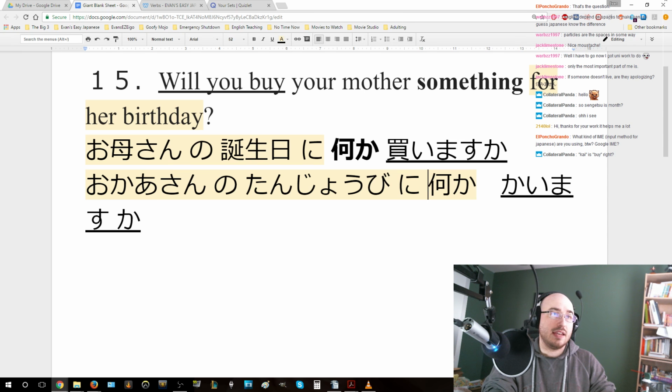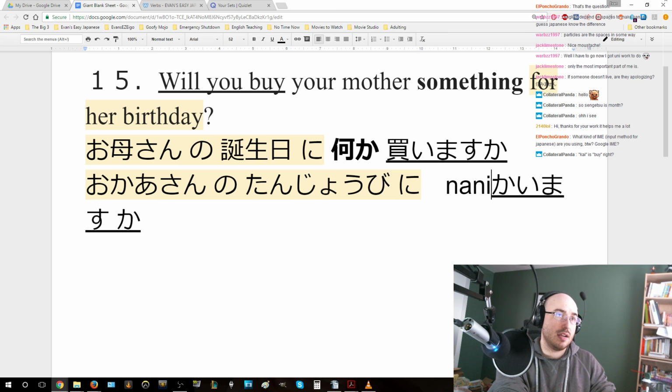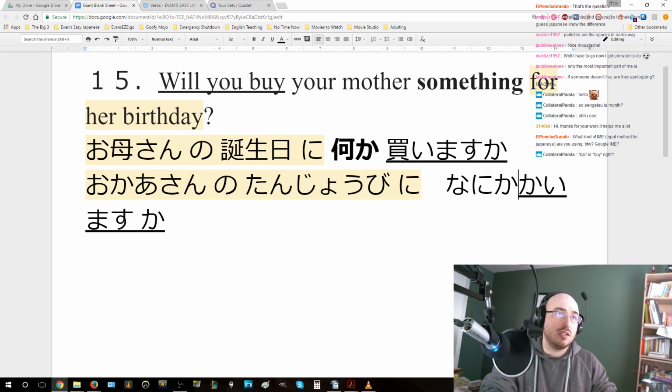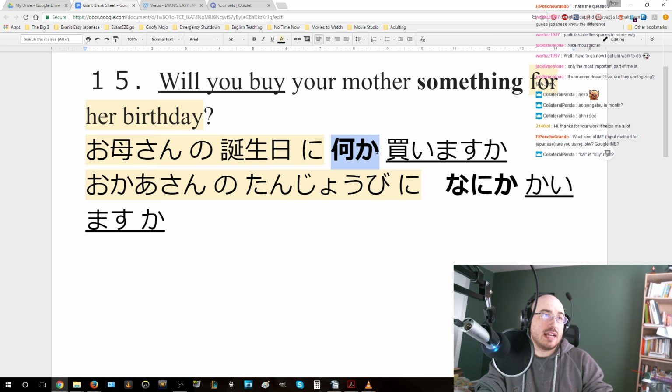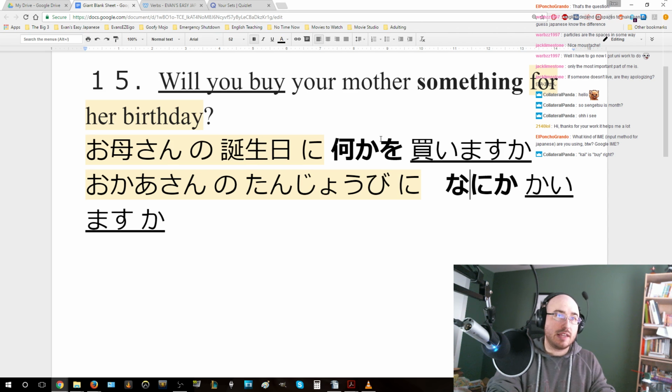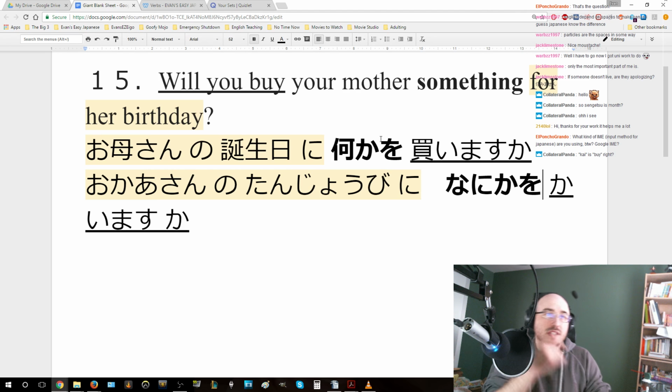Nanika. And I just add the kanji there. Oops, and I don't want that color there, actually. So maybe I should do it nanika. Japanese nanika. Alright, so there we go. So, okasan no tanjobi ni, for your mother's birthday. Nanika, something. Kaimasu ka? Will you buy? You're done. Will you buy something? Nanika kaimasu ka? Are you gonna buy something for your mother's birthday? We could put an o particle there because we're gonna buy the something. Like we are going to verb something.